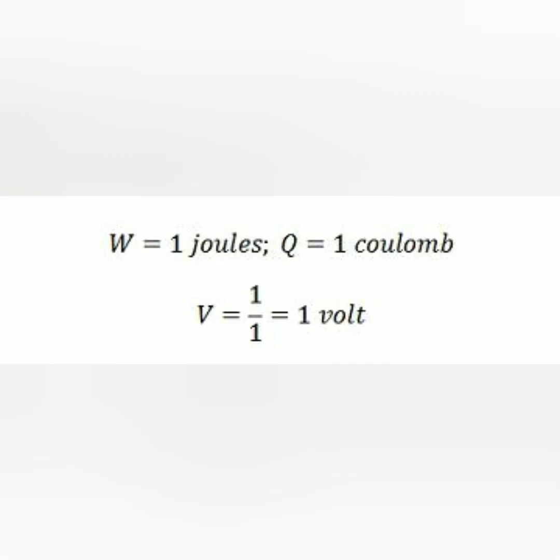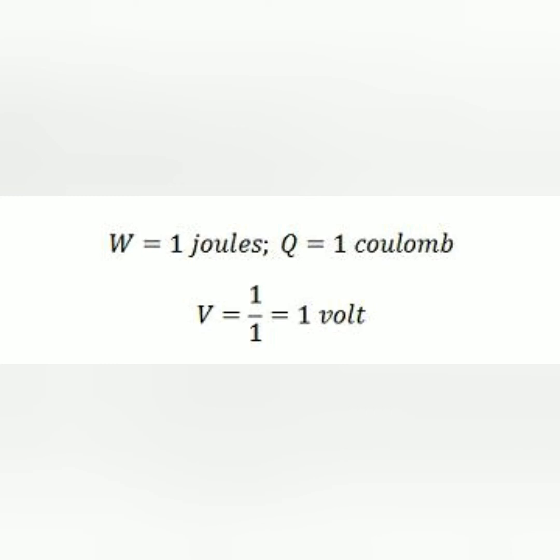Potential difference between any 2 points is said to be 1 volt if 1 joule of work is done in bringing 1 coulomb of charge from one point to the other. I repeat the definition. Potential difference between 2 points is said to be 1 volt if 1 joule of work is done in bringing 1 coulomb of charge from one point to the other.